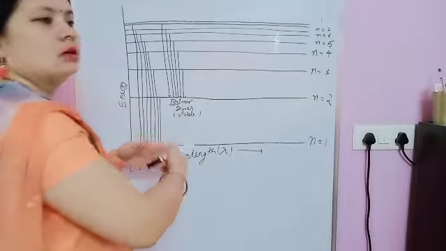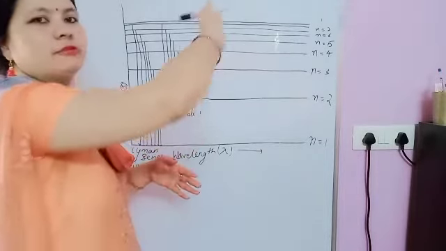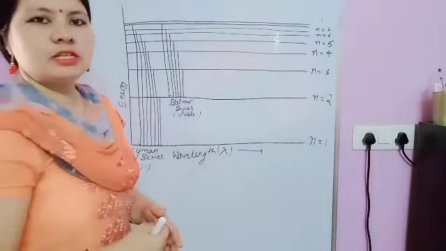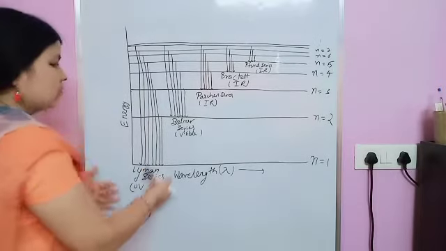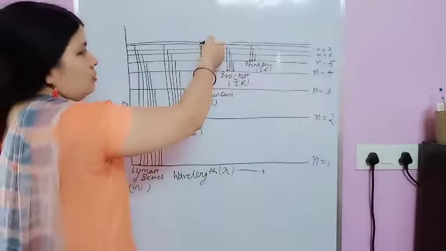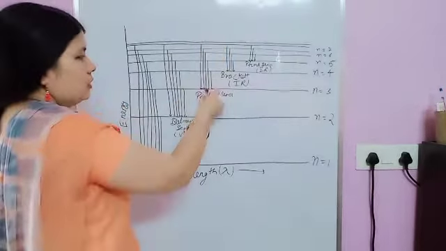Like this we will get the different series: Brackett, Pfund, and Humphrey. Now just see, like the Lyman series and Balmer series, if the electron comes up to the third orbit, this series is known as the Paschen series. If up to the fourth one, this one is Brackett. The Paschen series falls in the IR region, same with Brackett. And if it comes only up to the fifth orbit, this one is Pfund.